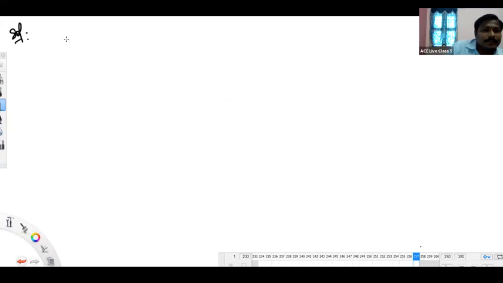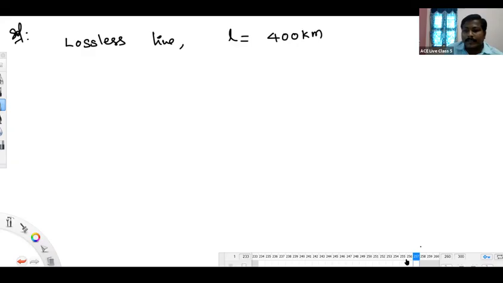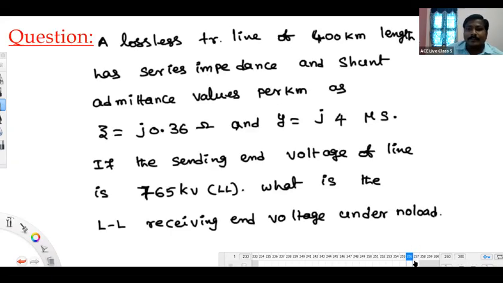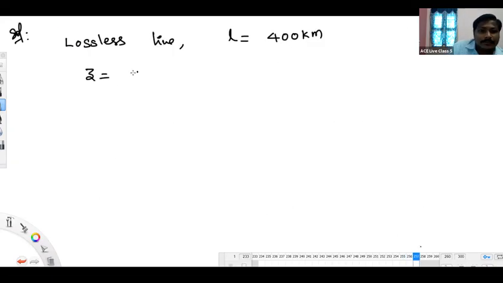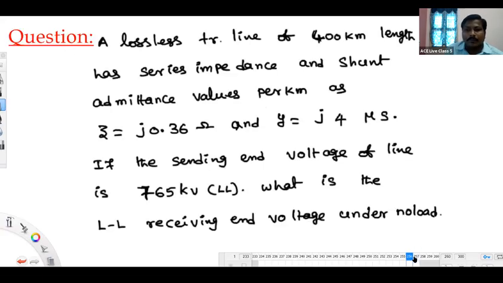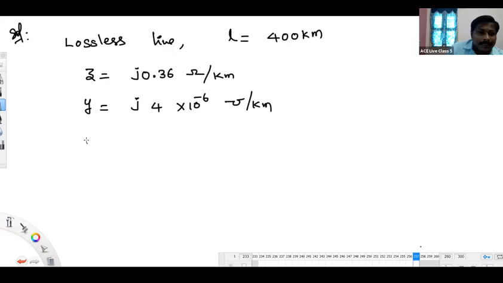Solution. The line is lossless. Length of line is 400 kilometers. Series impedance j0.36 ohm per kilometer. Shunt admittance j4 microsiemen, micro means 10 power minus 6, siemen per kilometer. Sending end voltage of the transmission line is 765 kV line to line.